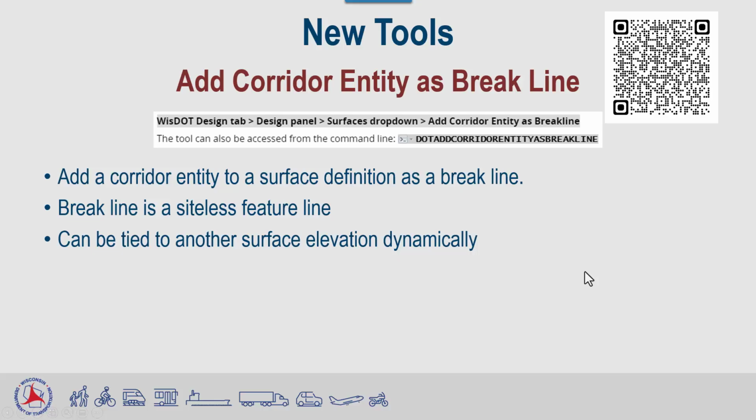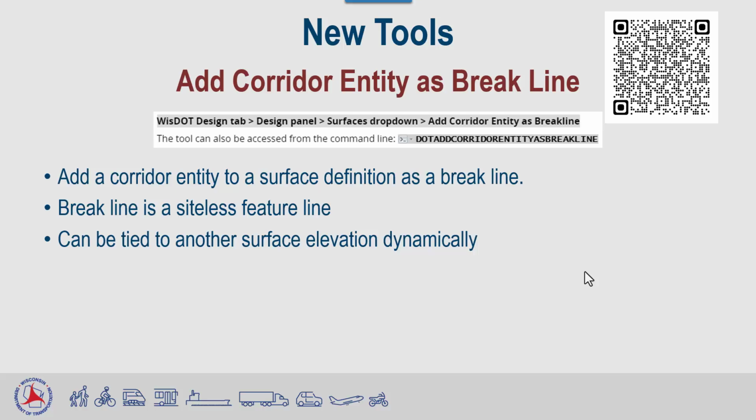Next, we have a new tool called Add Corridor Entity as Breakline. So the purpose of this tool was to make the process of refining your surfaces for your deliverable a little easier. There's always a few manual break lines that need to be added, mainly for the purposes of swapping tin edges and getting your surface looking as good as it can.